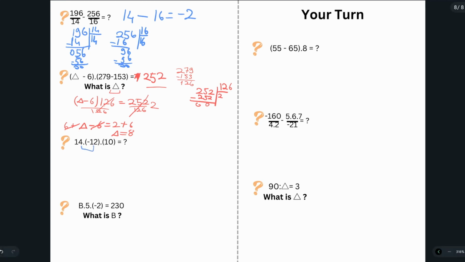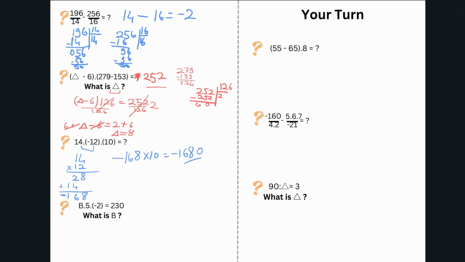Let's first multiply 14 times 12. We can write it like this to make it easier. 2 times 4 is 8. 2 times 1 is 2. 1 times 4 is 4. And 1 times 1 is 1. 8, 6, and 1. We have negative 168, because remember, a negative number times a positive number is a negative number. So it's negative 168 times 10. When multiplying by 10, we just write the number and then add a 0.